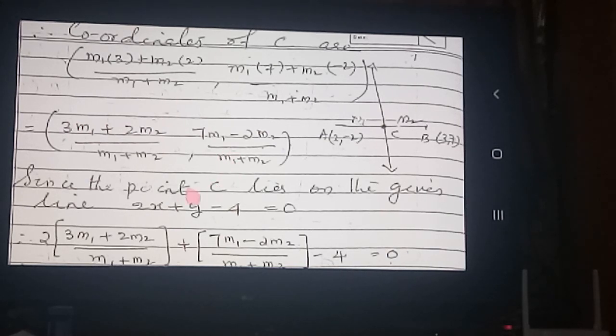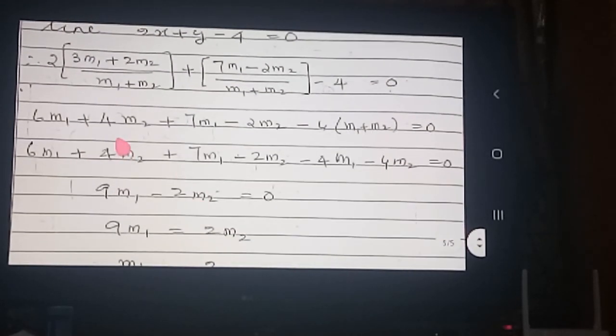So you got the coordinates now. Now very clearly you know that this point C lies on this line also. Therefore these coordinates of the point C will satisfy the equation. In short, in the place of x you apply the x coordinate, in the place of y you apply the y coordinate, and then simplify. Here we take the LCM and simplify. After simplifying, what are you getting? 9m1 minus 2m2 equal to 0, that is 9m1 is equal to 2m2.